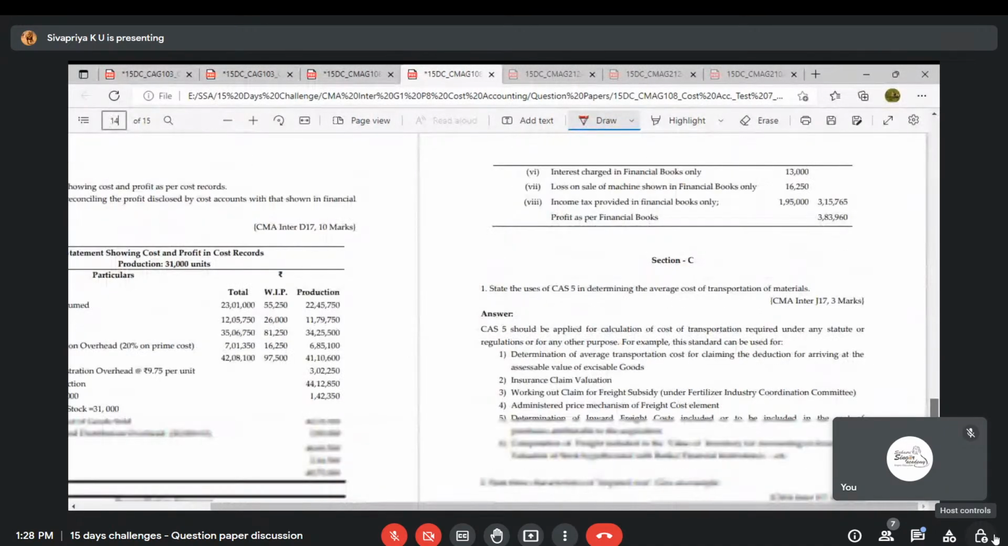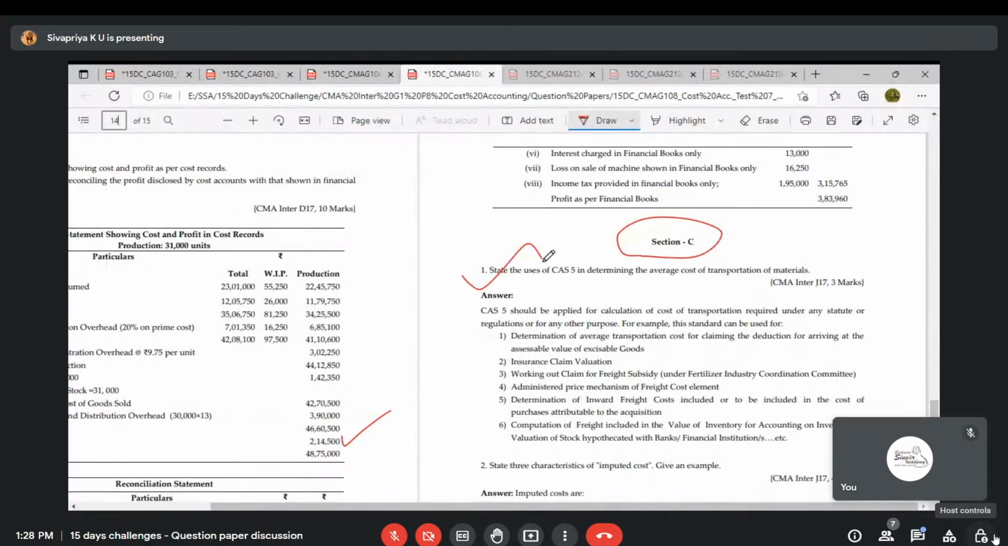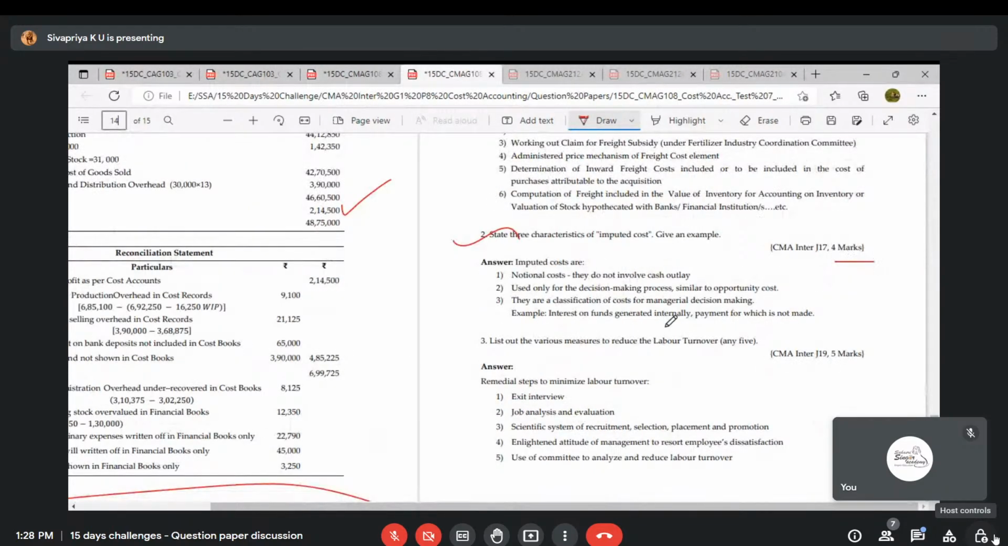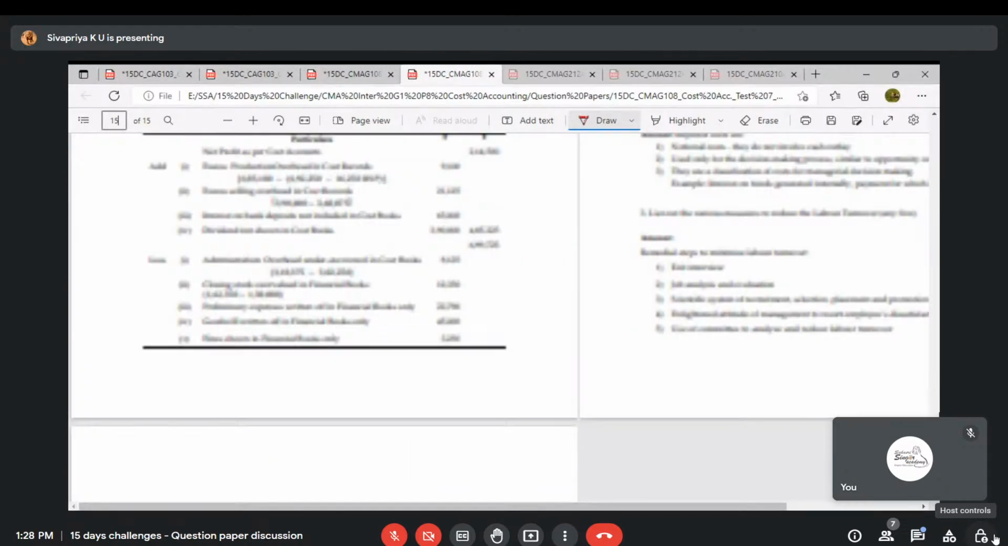And section number C, இதெல்லாமே theory. CAS 5 பொறுத்த வரைக்கும் what are the things that you consider? So 3 mark questions. அதுக்கு point by point நம்ம கொடுத்தா போதும். State 3 characteristics of imputed cost, 4 marks, any 4 points. List out the various measures to reduce the turnover. So any 4 points, 4 or 5 points கொடுக்கும். Right? So that's all with respect to CMA Group 1 costing.